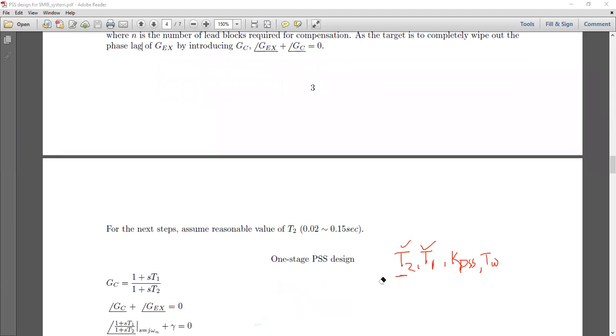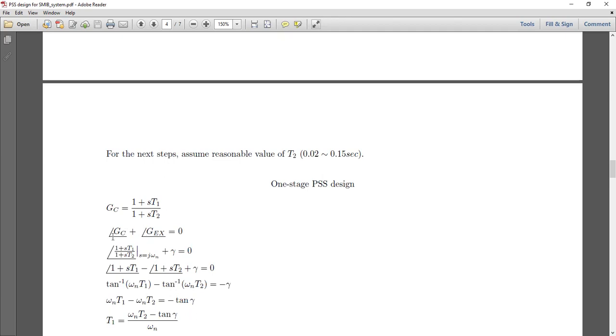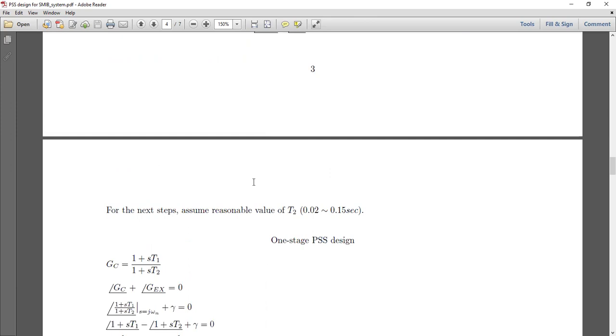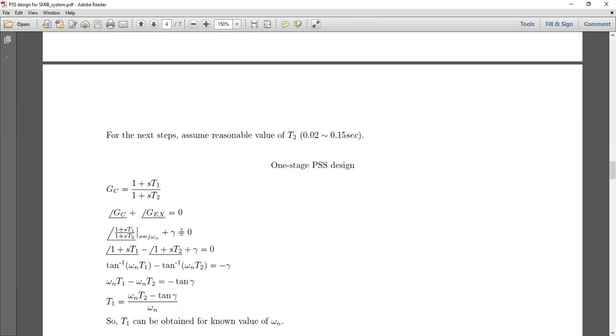We continue with our design. So let's continue with the 1-stage PSS design. In the 1-stage PSS design, the form of GC would be like this. You have a single time constant in the denominator, T2, and a single time constant in the numerator, T1. T2 we have already chosen within this range. Then this is the condition that we have to satisfy. The angle of GEX plus the angle of GC should add up to a 0 value. The angle of GC again has to be calculated.